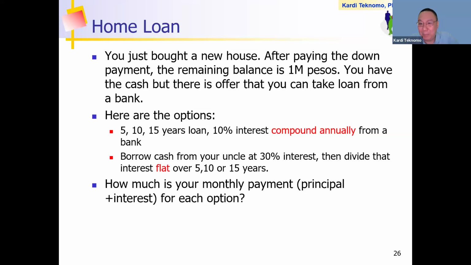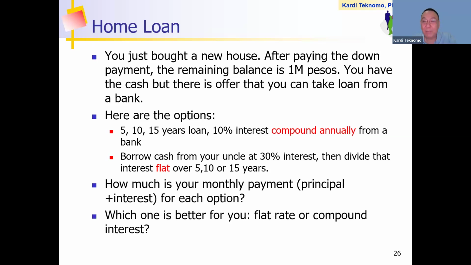Okay, so the clue is simple. How much is your monthly payment for each option? And then which is better for you, actually, the flat rate or the compound? Of course, you need to compute. Okay, take some time to compute. I want to see. Is this something that interests you?